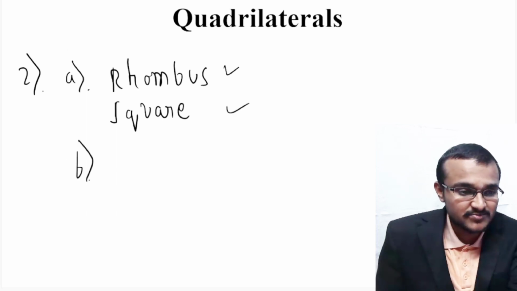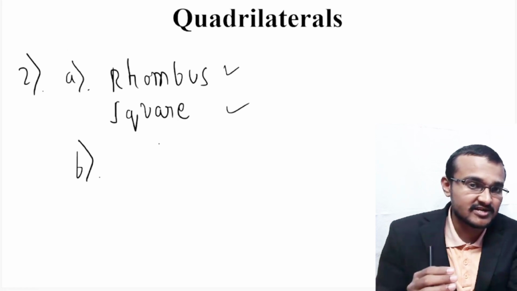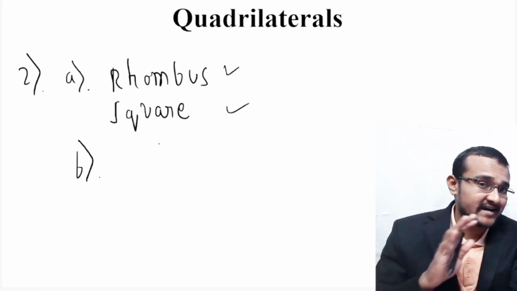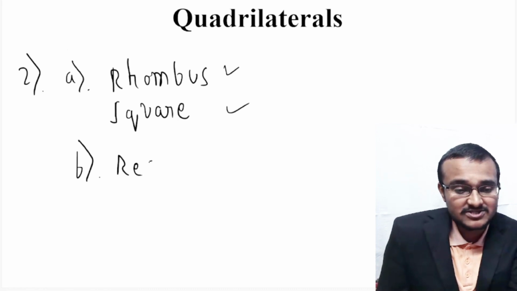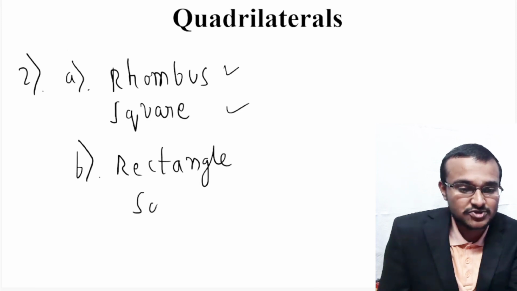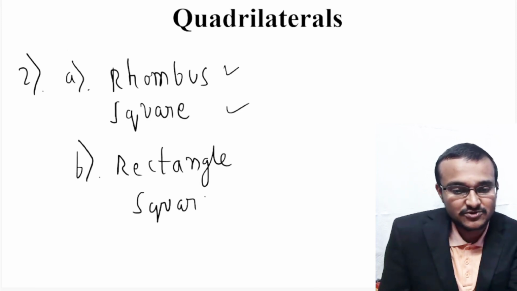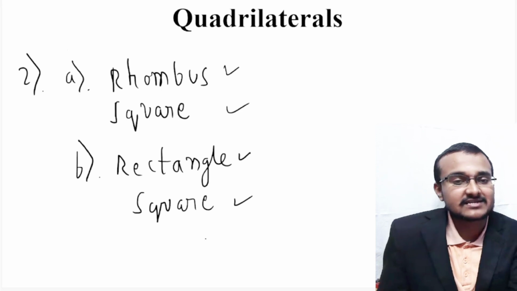Coming to the B question in this particular second question, they have given four right angles. That means in that particular quadrilateral, all four angles should be equal to 90 degrees. And only rectangle and square have all four angles equal to 90 degrees. So the answer for this B question in the second question is rectangle and square.